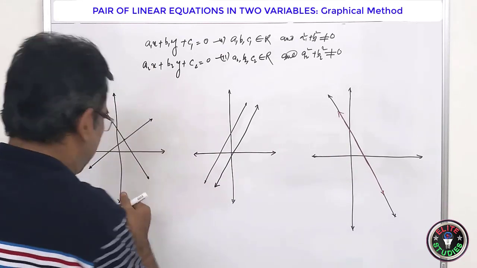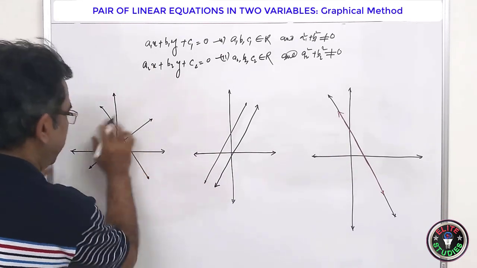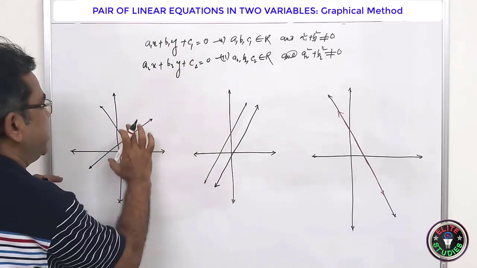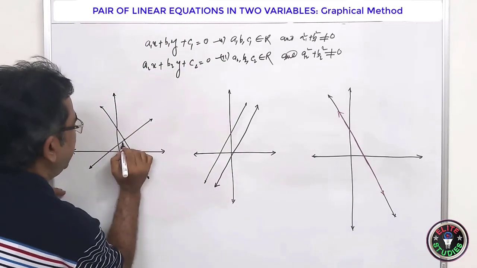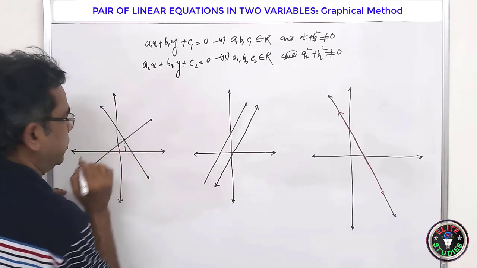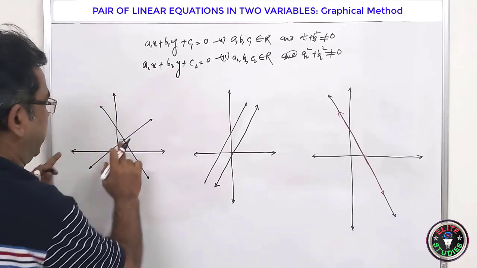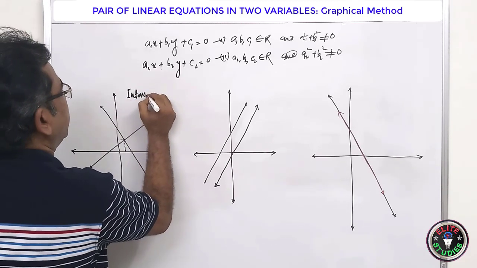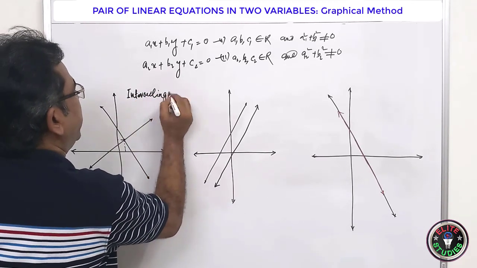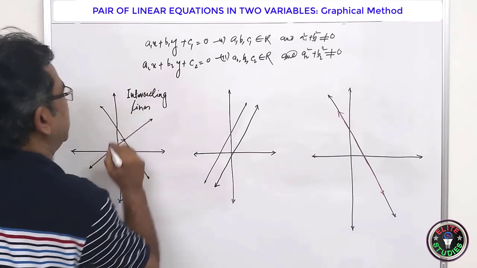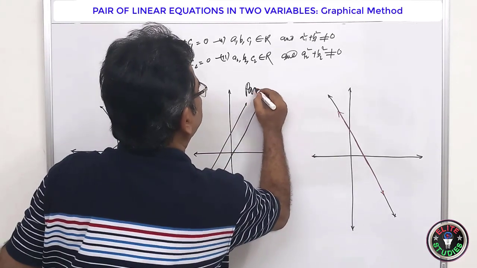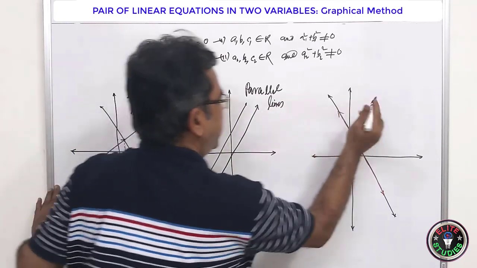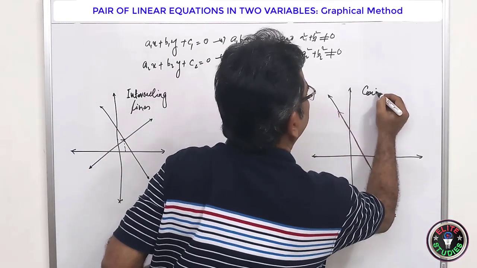There are only three possibilities: intersecting lines, parallel lines, or coincident lines. Now here what will happen? If the graph of these two equations are like this, then you will get a definite solution to it, as we got it earlier. So such type of these intersecting lines. Here parallel lines, and here these are coincident lines.